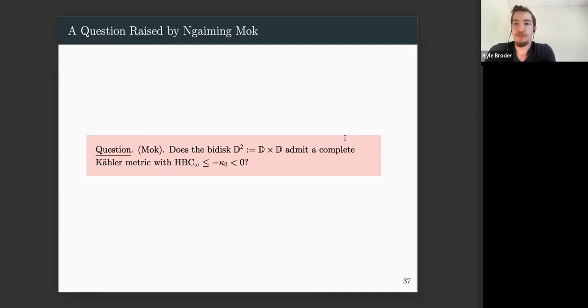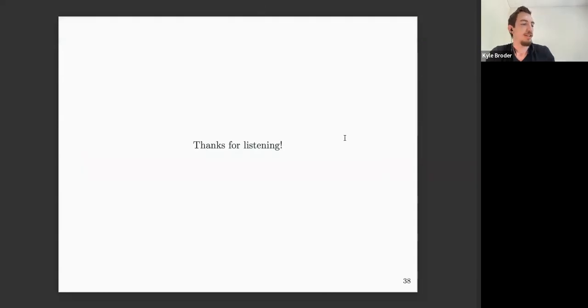of trivial deformations, the simplest example of a disk fibration we could come up with, does the bidisk admit a complete Kähler metric with bisectional curvature bounded above by a negative constant? Now, given the conjecture, no, it doesn't, it shouldn't, but it still remains open. And I think the right way to approach it should be to view it as an example of a disk fibration and then prove the more general statement. I think I'll stop there.